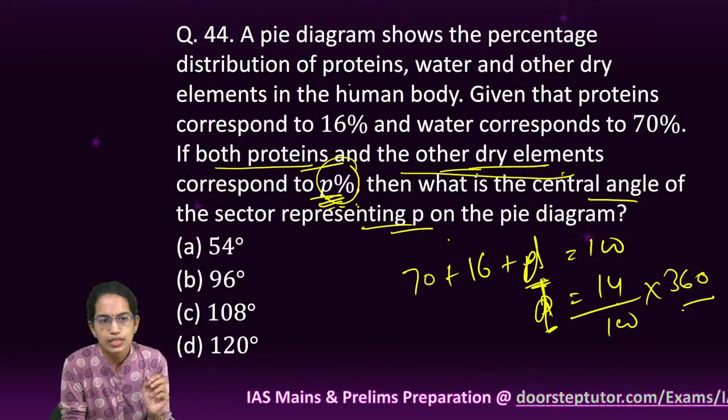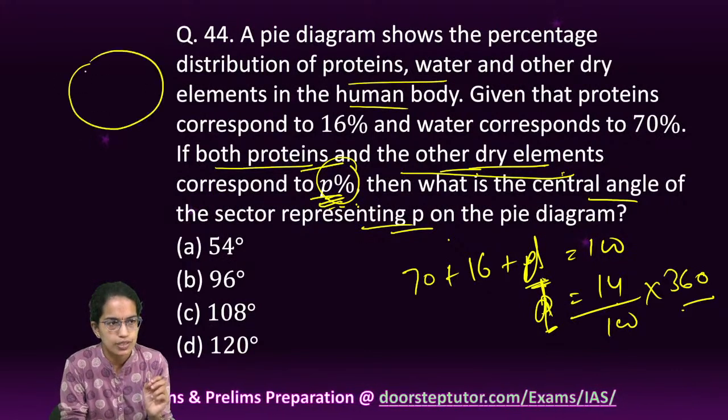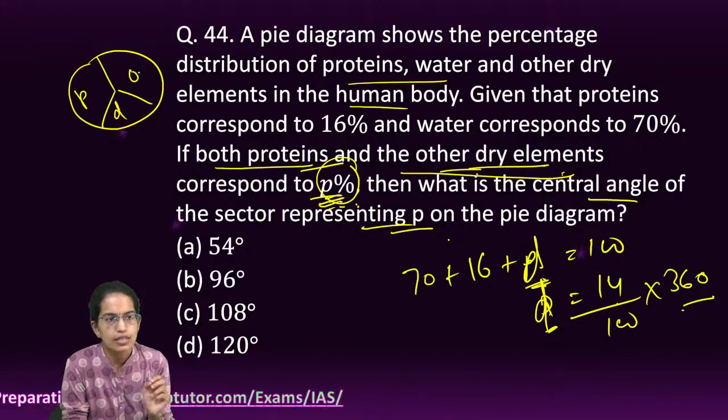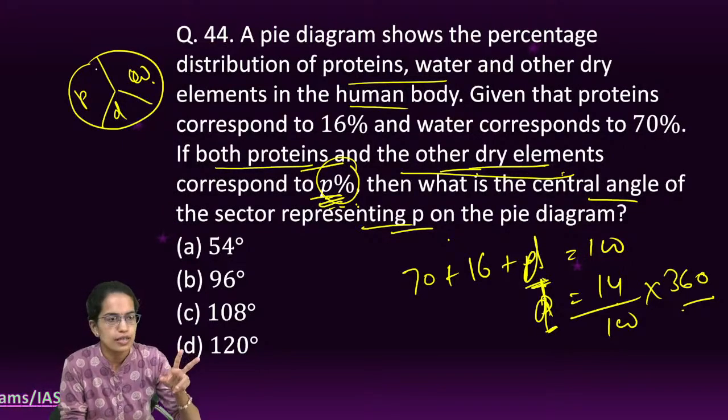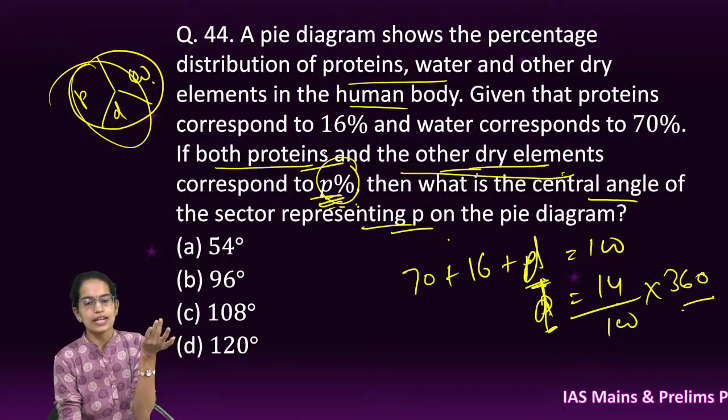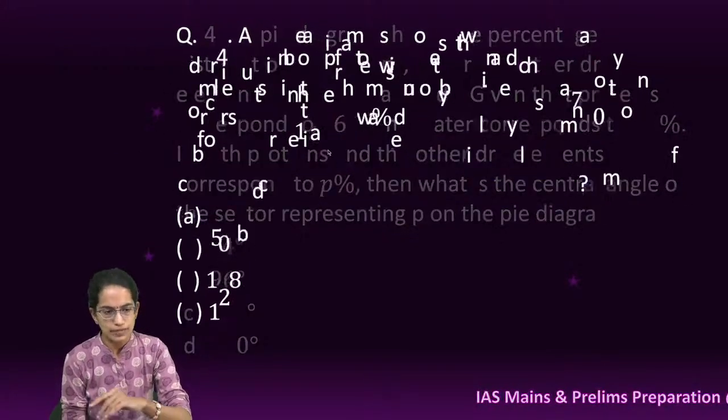Okay, so there are three things which are distributed as per the pie diagram. So this is protein, dry element, and other dry element and water. Okay, now the question asks about two of those. So in hurry, you can just calculate one of that and find that as the answer. So don't do that mistake.